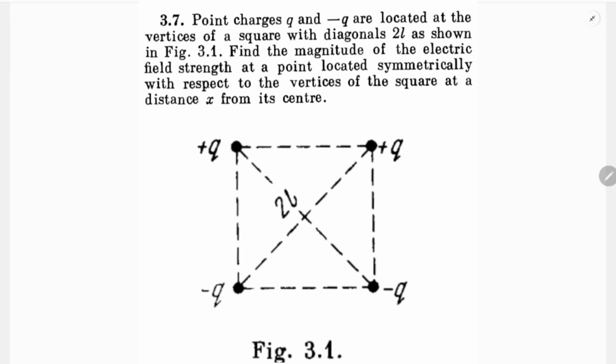So we are dealing with the 7th problem in this series, and the problem is stating point charges q and minus q are located at the vertices of a square with diagonal 2l as shown in the figure. Find the magnitude of the electric field strength at a point located symmetrically with respect to the vertices of the square at a distance x from its center.